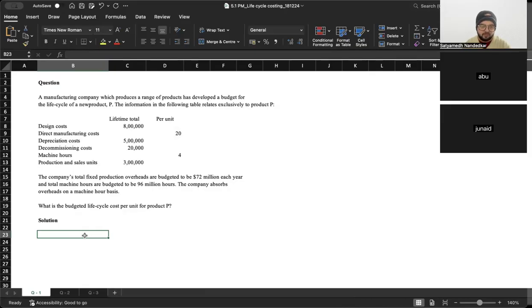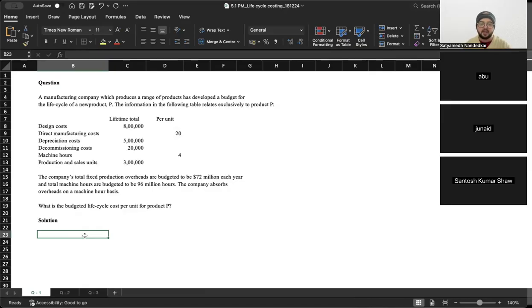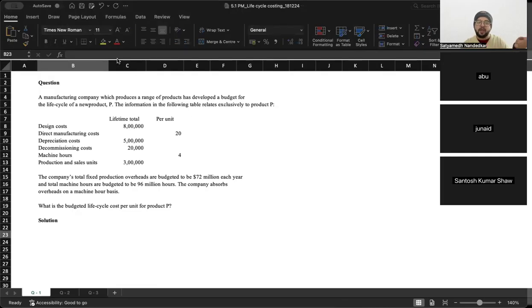Okay, so let's understand how to now get ahead with this question. Whenever you are approaching a question on life cycle costing, the question basically expects you to accumulate all the costs that you are expected to incur over the lifetime of the product. You have to accumulate them, and basis that number, you have to divide that by the total lifetime number of units that you expect to produce. That directly gives you your answer.